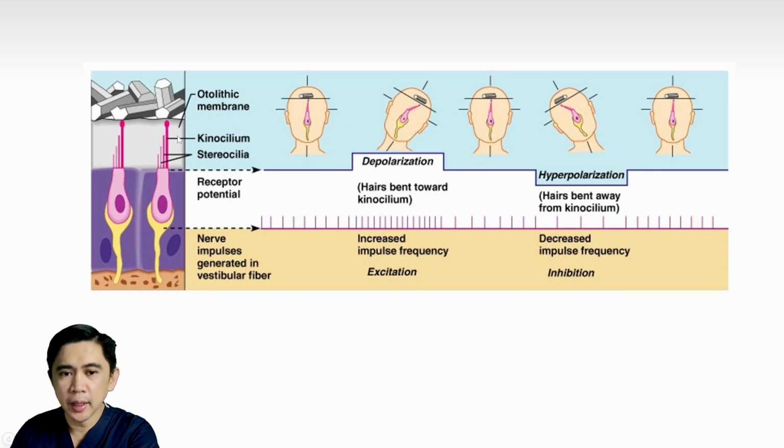So this is another picture where we can see when we bend our head, the weight of the otoliths will actually bend the otolithic membrane. And depending on where the stereocilia will bend, when it is bent towards the kinocilium, there will be excitation. And when the stereocilia bends away from the kinocilium, there will be inhibition.